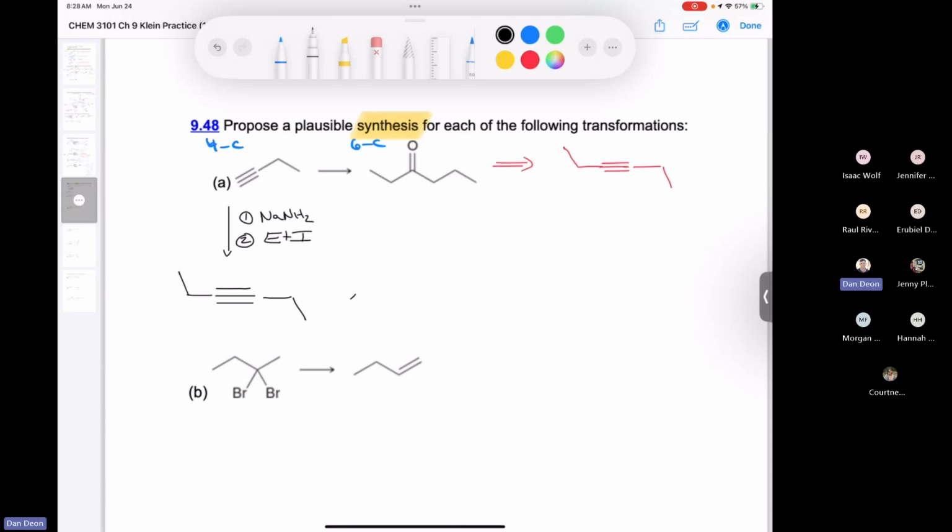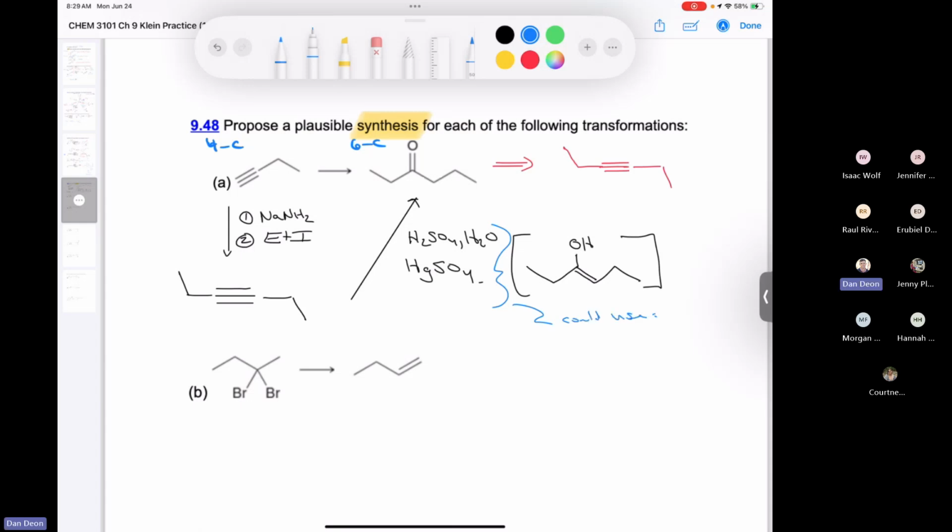Anyhow, and so in the last step, all we're going to do is a hydration. So we'll put sulfuric acid, water, and mercury 2 sulfate. And there you go. All right. And again, you would end up with an enol. I didn't write it down here, but you would end up with this enol. Okay. And that enol is going to tautomerize to give you that ketone. And again, for this step here, I'll put here, you could use 9-BBN in the first step, or R2BH, whatever, and then hydrogen peroxide and base in the second step. Either one is fine. Okay, I mean, I would accept both.